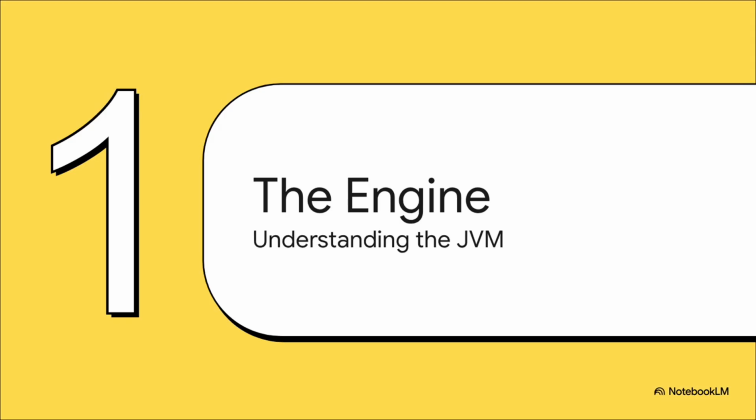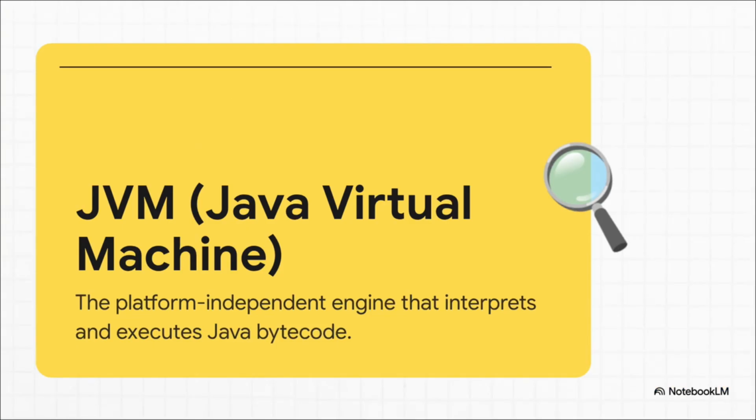All right, so let's start at the very bottom, the absolute foundation, the piece of the puzzle that makes that run anywhere idea a reality. We're talking about the Java Virtual Machine, or the JVM. The easiest way to think about it is like this. If your Java application is a car, then the JVM is its engine. It's the part that actually does the heavy lifting.